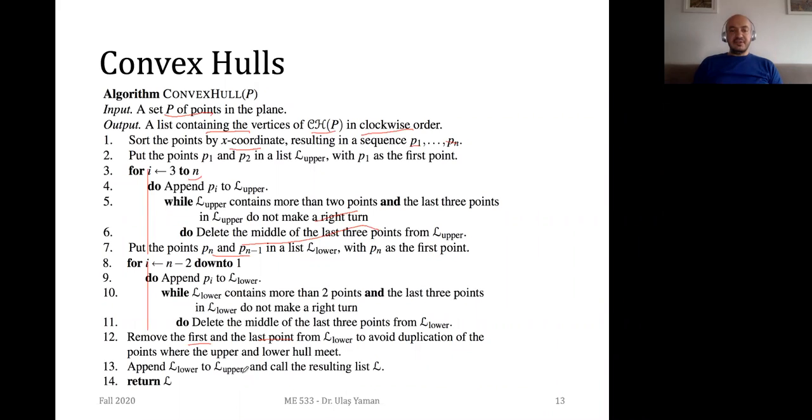Later, once you are done with this deletion operation, you can simply join lower and upper hull together to obtain the final convex hull of the given point set P. That is the result of the algorithm.